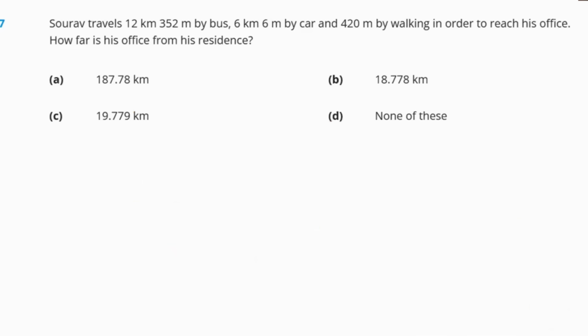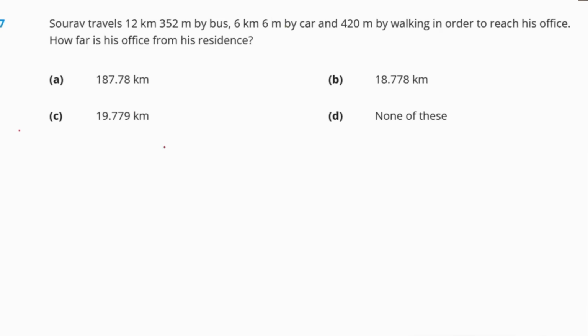Saurav travels 12 kilometer, 352 meter by bus and 6 kilometer and 6 meter by car and 420 meter by walking in order to reach his office. How far is his office from his residence, from his house? Okay, so to find that out, we have to add all these distances. So we will get how far his office is from his residence.